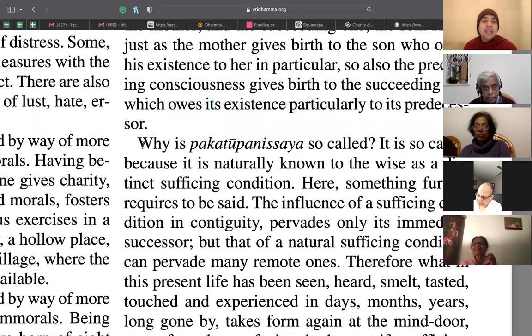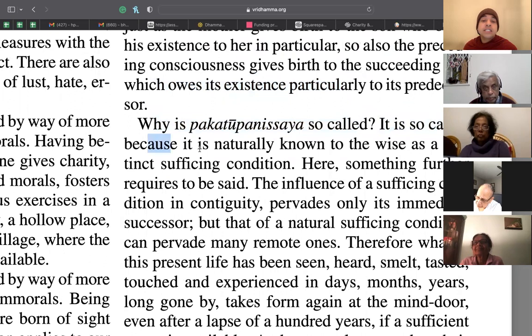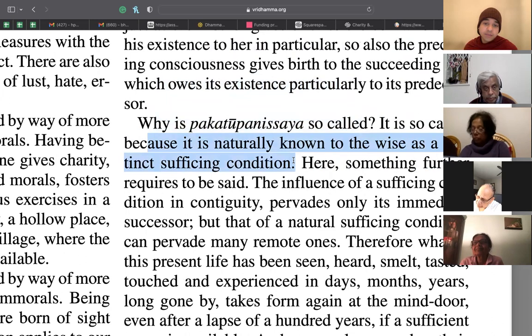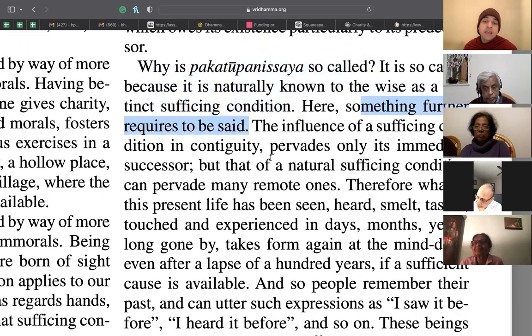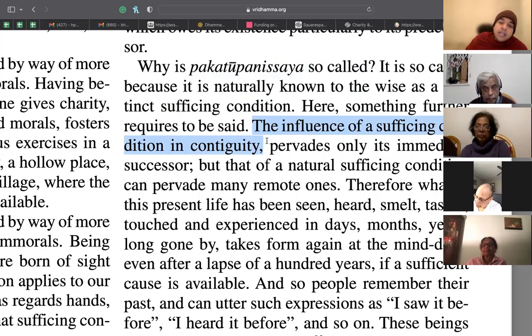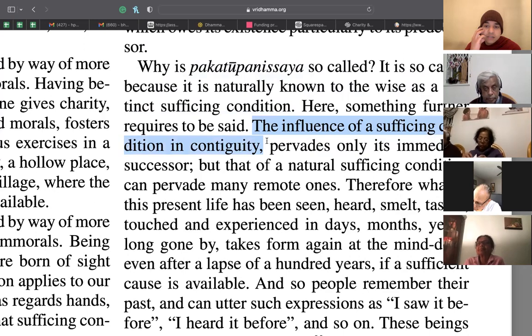Why is Pakatopanishad so called? It is so called because it is naturally known to the wise as a distinct sufficing condition. Here, something further requires to be said. The influence of a sufficing condition pervades only its immediate successor, but that of a natural sufficing condition can pervade many remote ones.